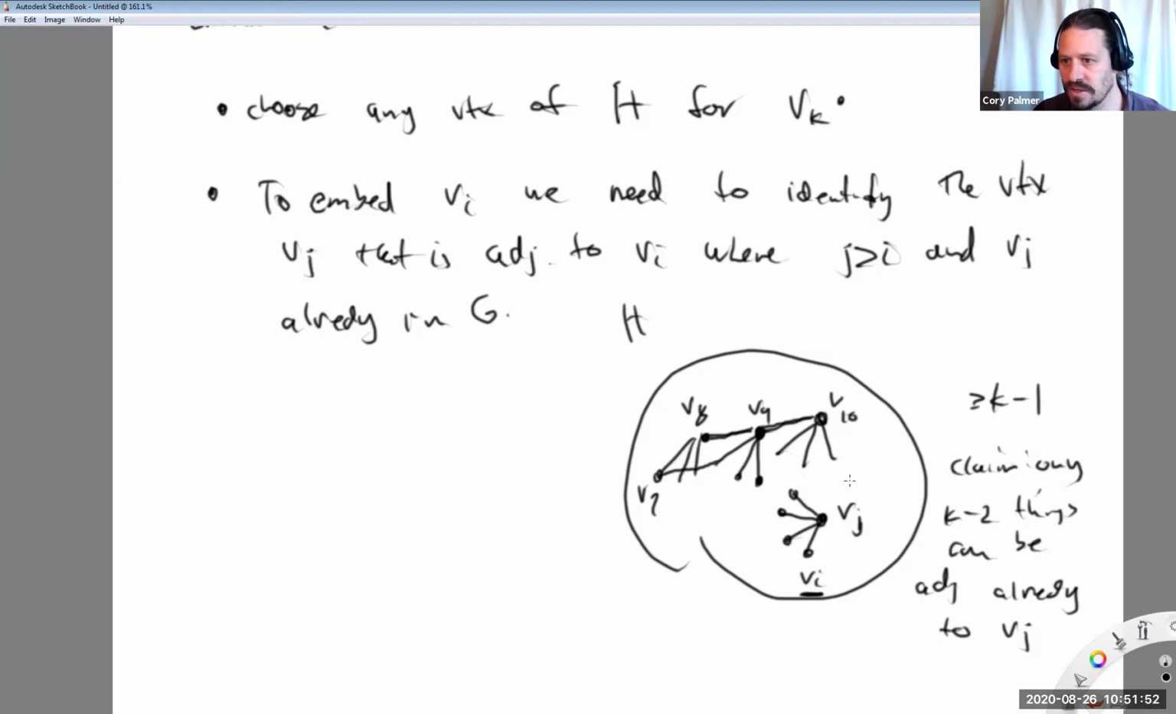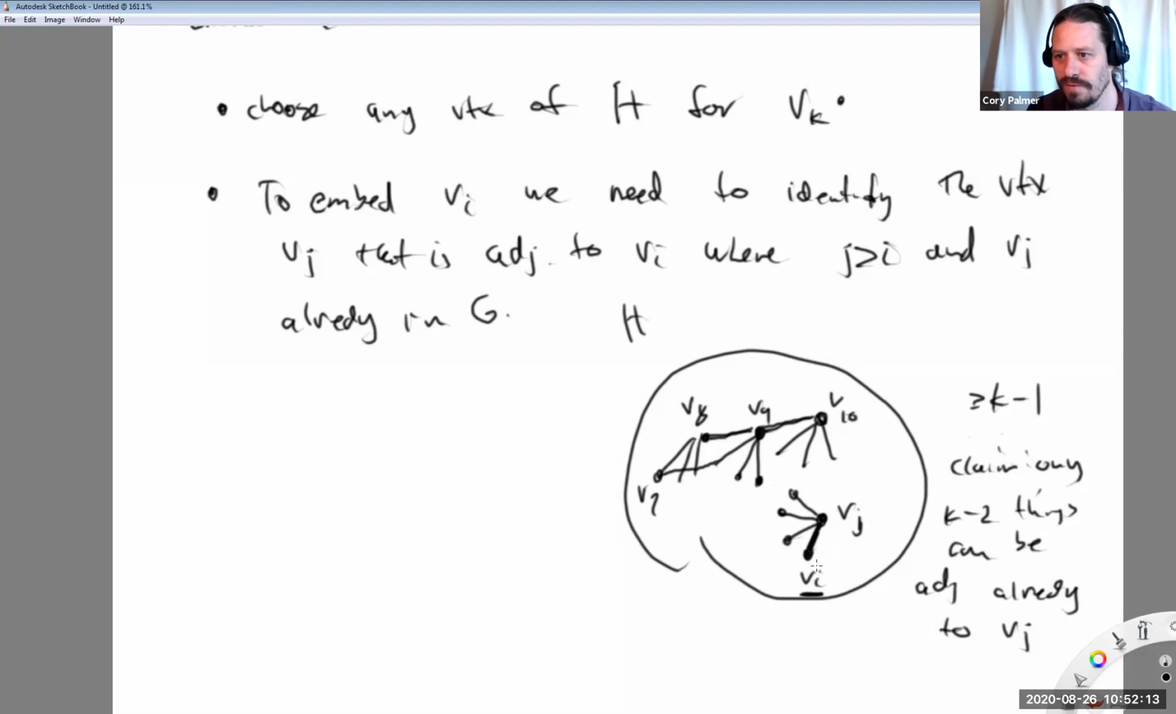It doesn't send an edge to itself, and it doesn't already send an edge to VI because I haven't put VI down. So there are two vertices that are safe. There are k total vertices, but two of which cannot be adjacent to VJ. So the fact that VJ has k-1 edges coming out means there's always a safe edge here, okay?